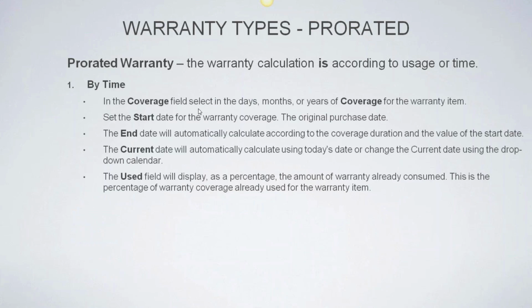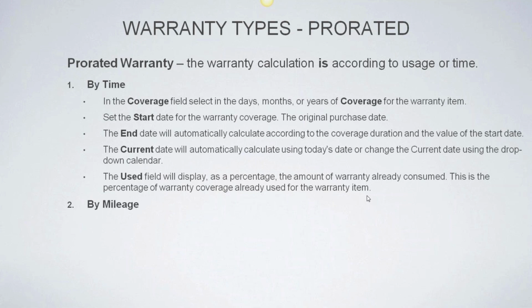Let's go back to prorated. By time. Batteries are usually by time. In the coverage field, select the days, months, or years of coverage for the warranty item. Set the start date of the warranty coverage to the original purchase date. The end date will automatically be calculated. Okay. The current date will be today's date, although you can change the date from the drop-down calendar. The used field will display as a percentage the amount of warranty that's already been consumed. This is the percentage of coverage already used by the warranty item.